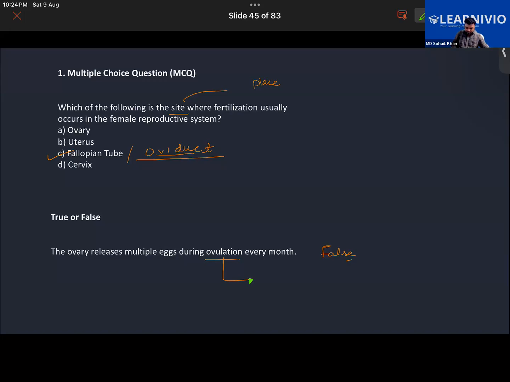Getting it now? So the release of a mature egg cell, that is basically the ovum, during the menstrual cycle, that is called ovulation. Okay.